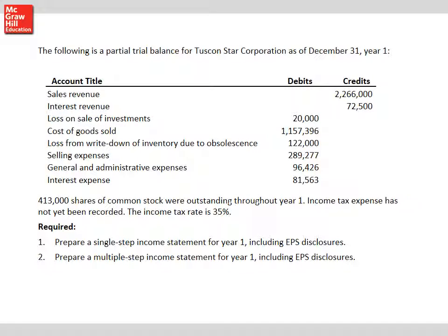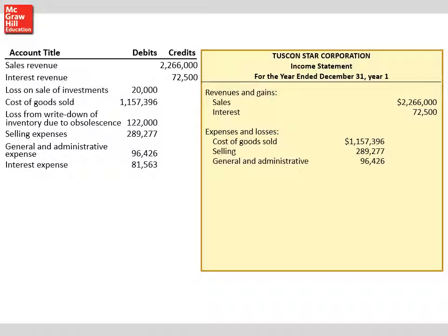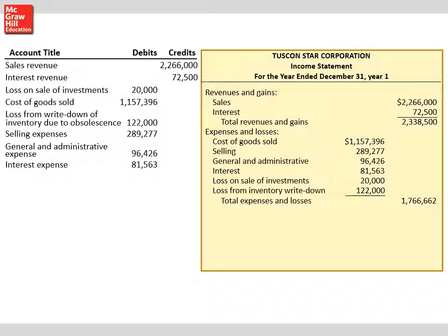Exercise 4.3. The following is a partial trial balance. We need to prepare a single step and a multi-step again, just a different scenario. So for Tuscan, there are their revenues and expenses. Notice included will be loss on sale of investments and loss from inventory write-downs. Okay. Everything but income taxes on the single step. Subtract your income tax expense, giving you your net income.